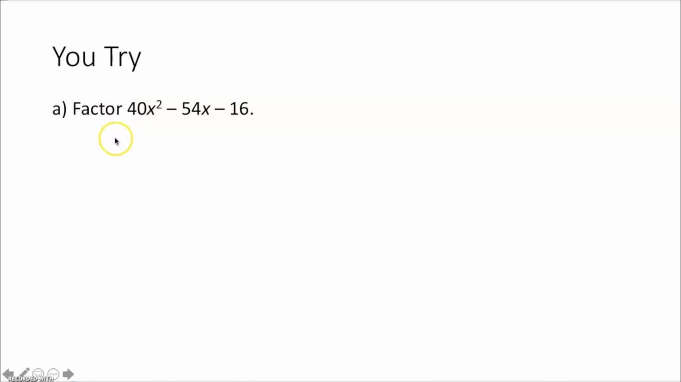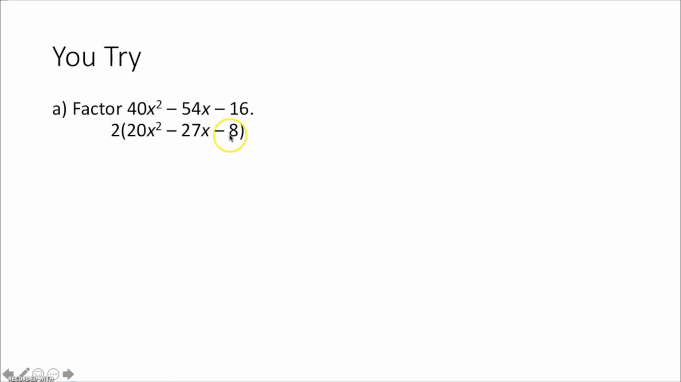So it's going to be 2, and then parentheses, this is going to be, when we divide that by 2, 20x squared. When we divide this by 2, you get negative 27x. Divide this by 2, you get negative 8. Now you should be able to check if this is accurate. You could distribute this, and you should get exactly what you got up here. Sweet, so we have factored out our greatest common factor.